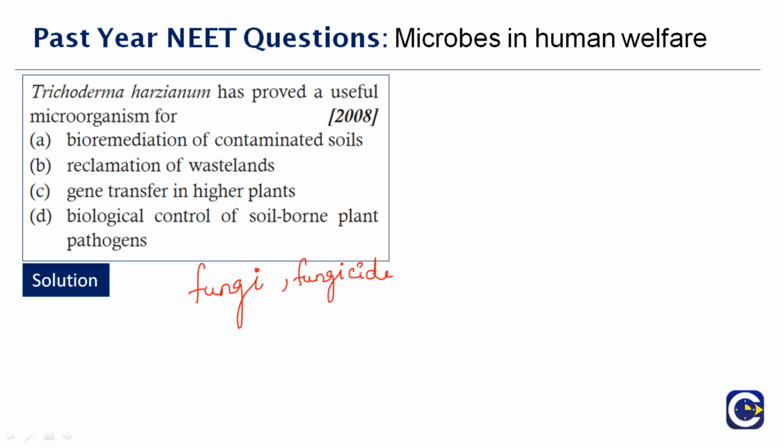The correct answer is option D, biological control over soil-borne plant pathogens. Trichoderma harzianum has proved to be a useful organism for the control, as I said, in the soil or of other pathogens, especially plant pathogens that arise from the soil. Okay, they are called soil-borne pathogens. Trichoderma harzianum is a fungus that is also used as a fungicide. It is used for foliar application. So whatever I explained is on your right side.